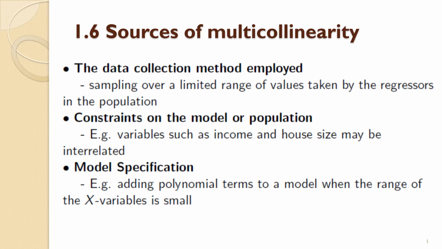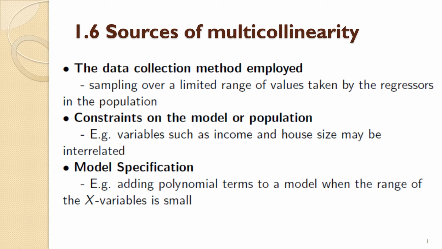You might also find that you've got constraints on the model or population. The example that's discussed here is if you've got things like income and house size. These may naturally be interrelated. So if these are X variables in the model, it's natural to assume that income and house size may be interrelated and correlated, and therefore it might be difficult to isolate the impact of income or house size individually on the Y variable. And then the third example here, model specification.